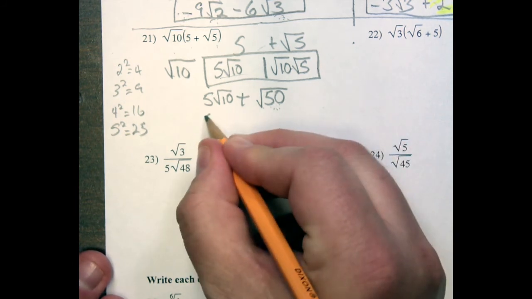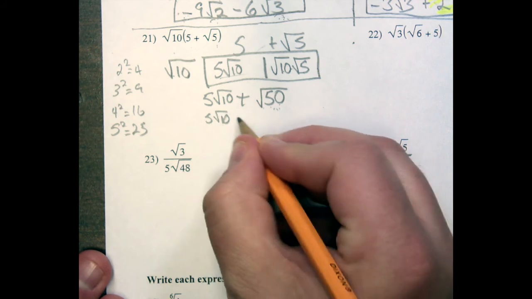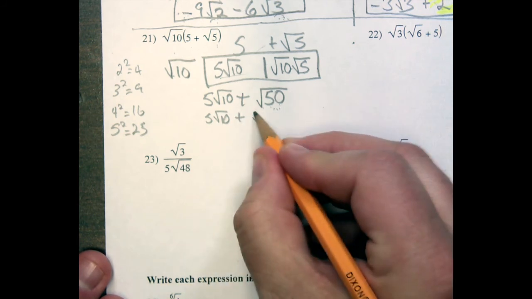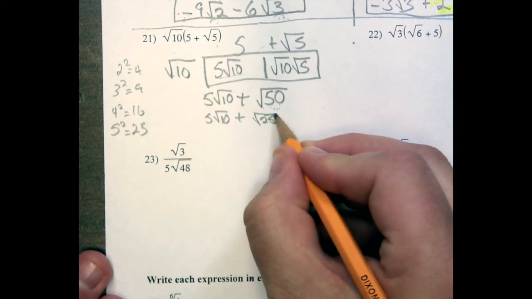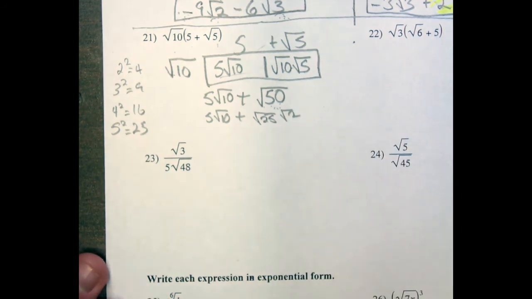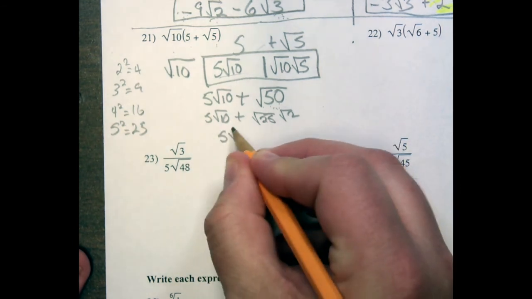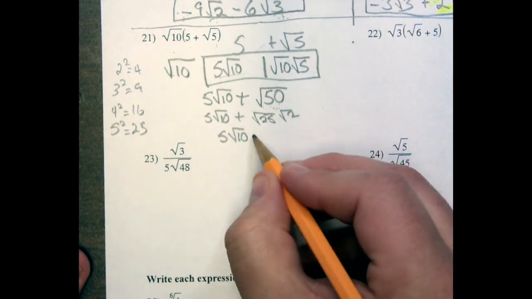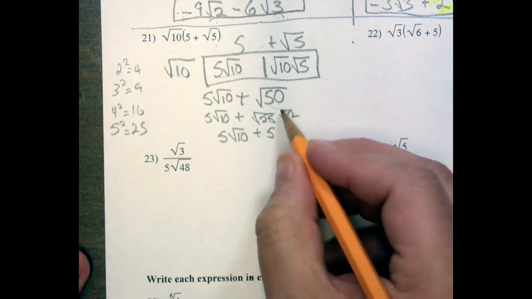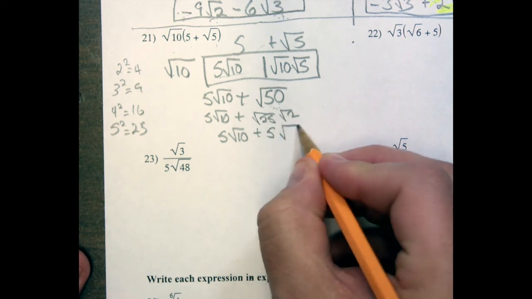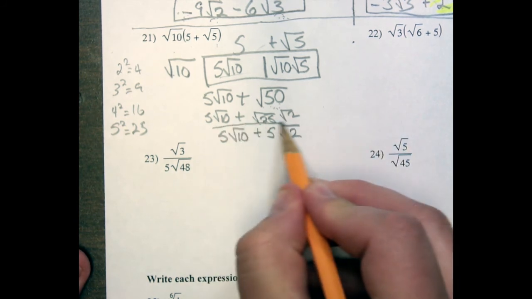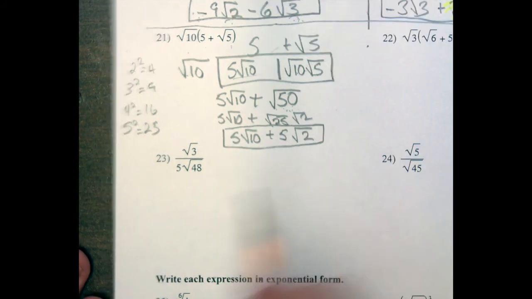So I'm going to say 5 times the square root of 10, and now I'm going to rewrite the square root of 50 as the square root of 25 times the square root of 2. Now I got 5 times the square root of 10, and then this is plus 5 the square root of 2. Because the square root of 25 is 5. And that's our final answer.